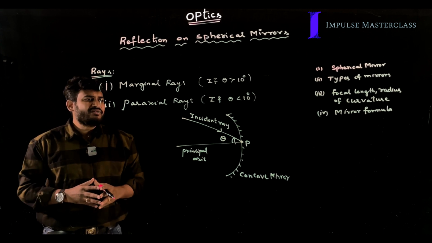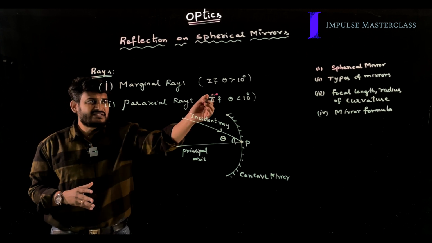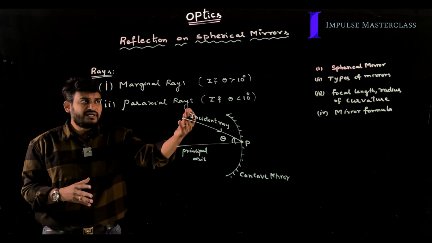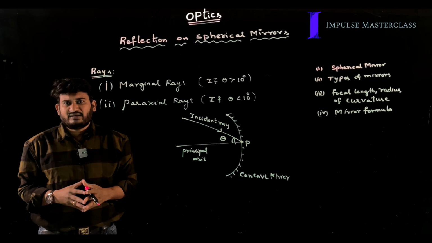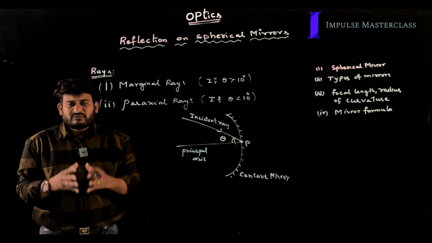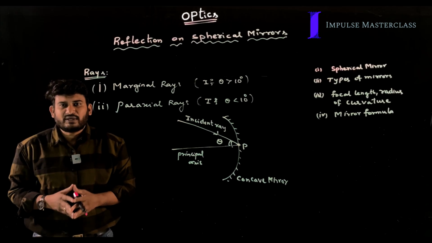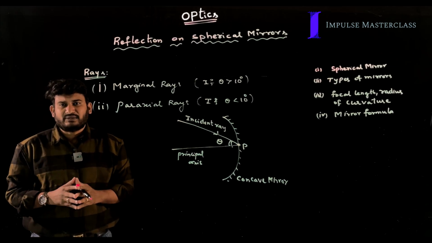The angle between the incident ray and the principal axis, if it is less than 10 degrees, those rays are said to be paraxial rays. If it is more than 10 degrees, those are called marginal rays. In your 10th class syllabus, we are dealing only up to paraxial rays. So in this discussion also, we are going to deal with only paraxial rays.